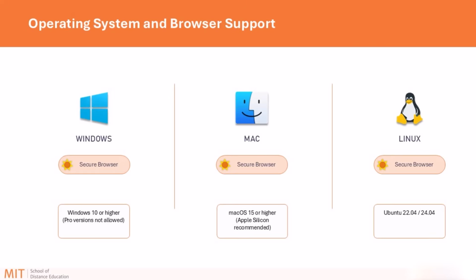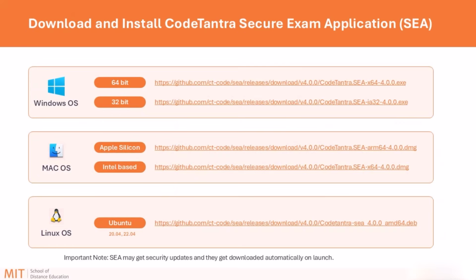You will be attempting the test on our secure exam application browser. So to appear in the test, you need to download and install the CodeTantra secure exam application. Based on your operating system, you will have different links to download it. You will be provided with a document where these links are mentioned. Please follow that link and download the SEA app on your device as per the appropriate operating system.